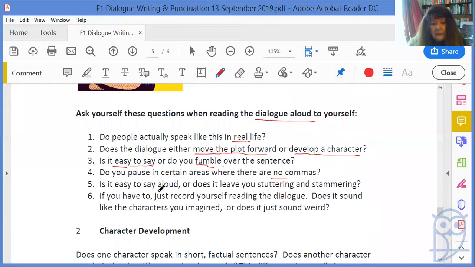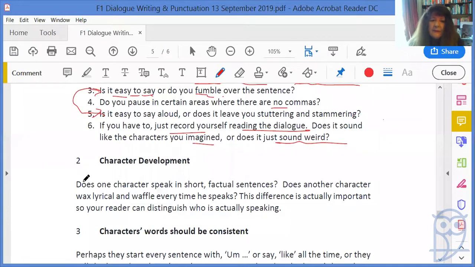Okay. Now that's the same as that one. Is it easy to say aloud, or does it leave you stuttering and stammering like I just did there? These two are very similar. And sometimes, just to try and prove that it's realistic, you can record yourself reading the dialogue on your phone or wherever. Does it sound like the characters you originally imagined, or does it just sound weird? Okay, so that's going to be the opposite to something being real. It's going to sound weird.